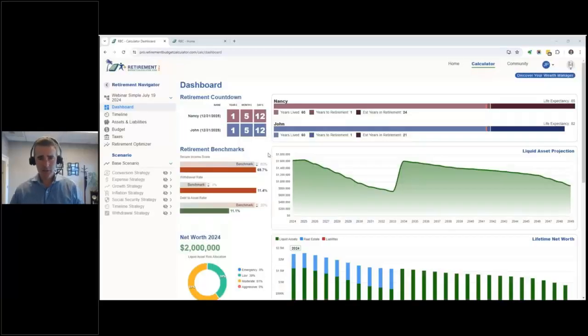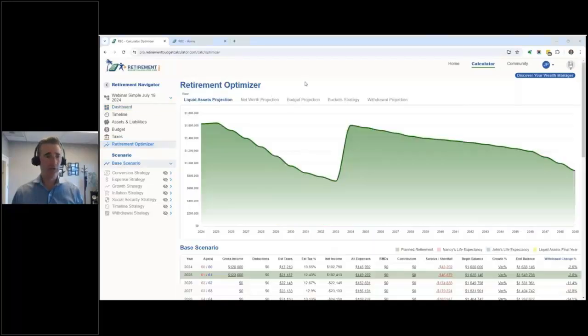Okay, the next question is, no, you do not enter 401ks as income. All you do is you enter your income and your expenses, and the calculator will determine how much money needs to come out of your 401k to supplement the difference between those two numbers. Do not enter portfolio withdrawals as income.